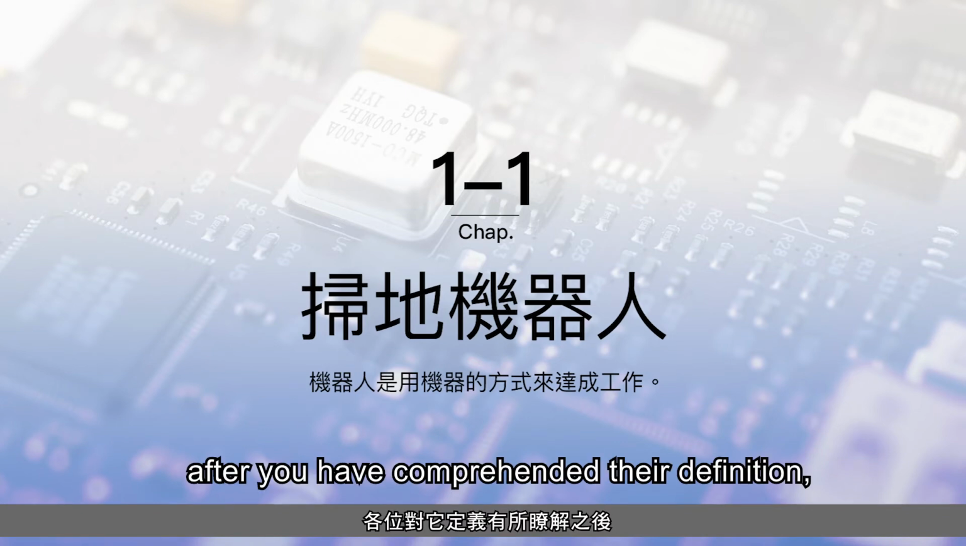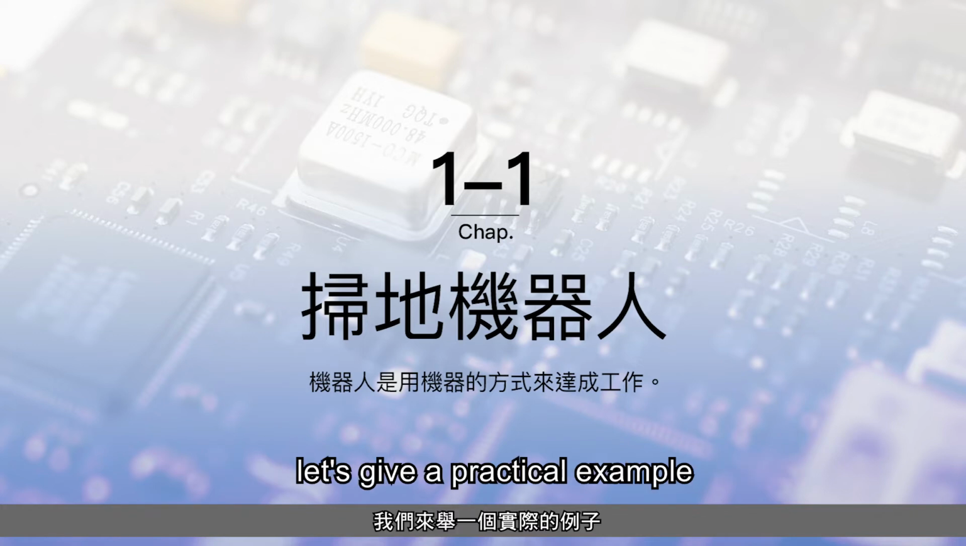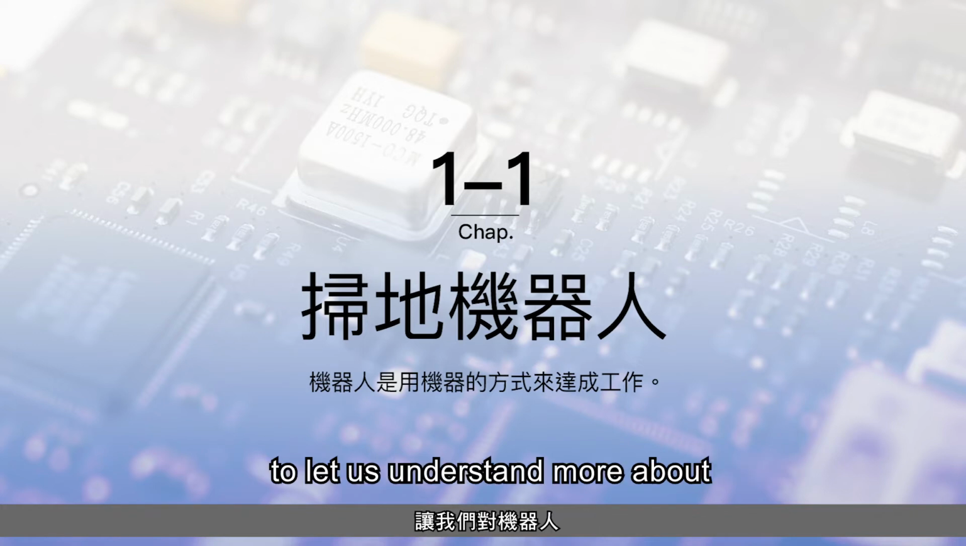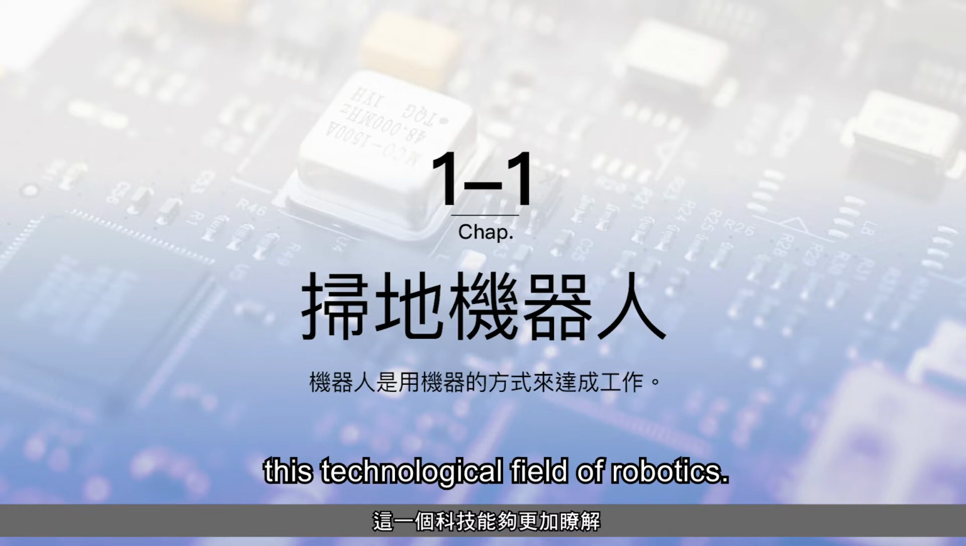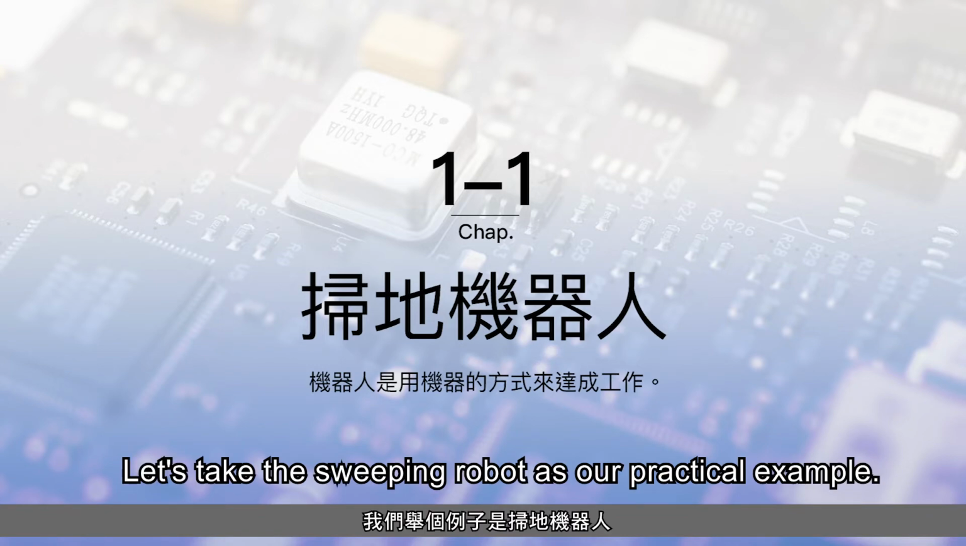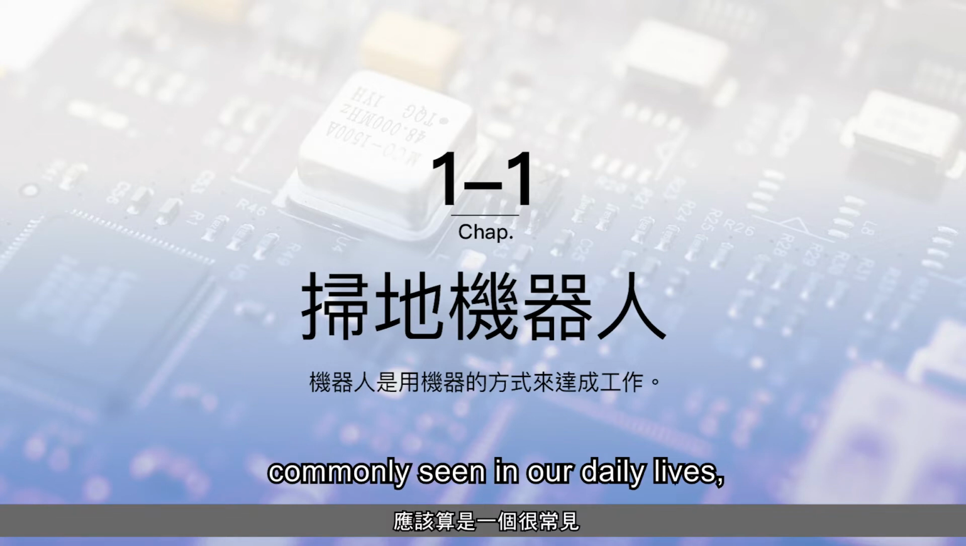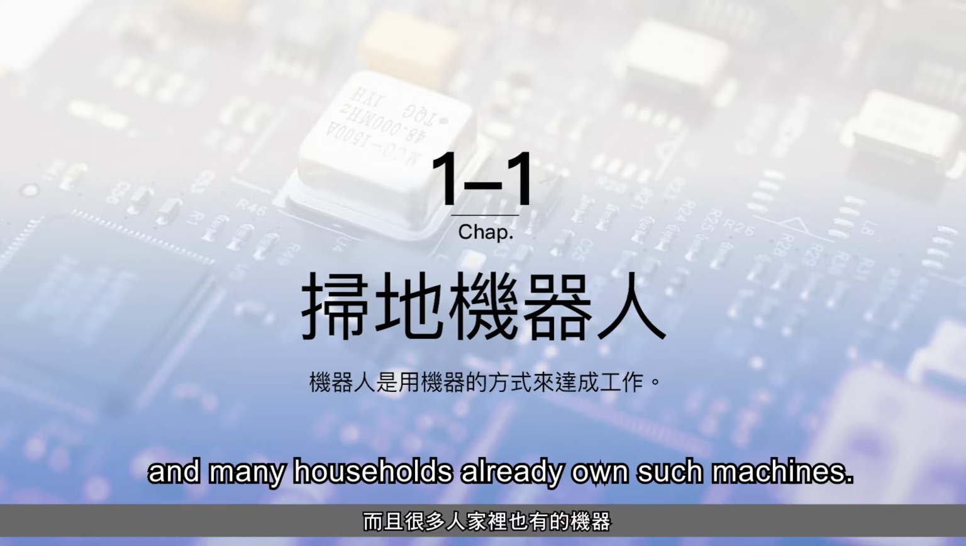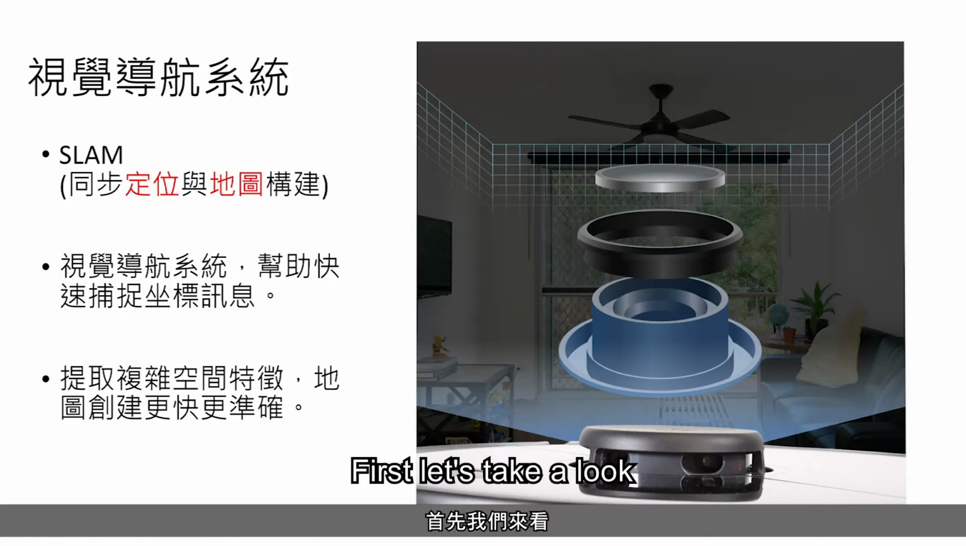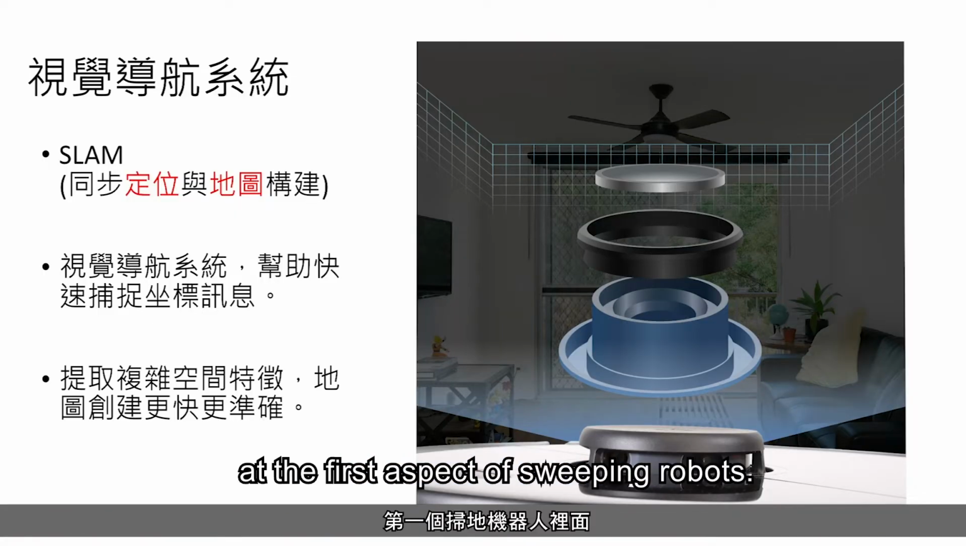Regarding robots, after you have comprehended their definition, let's give a practical example to let us understand more about this technological field of robots. Let's take the sweeping robot as our practical example. The sweeping robot can be commonly seen in our daily lives, and many households already own such machines. First, let's take a look at the first aspect of sweeping robots.